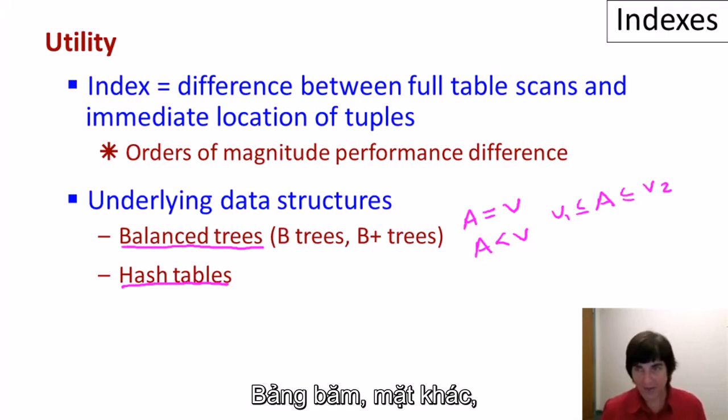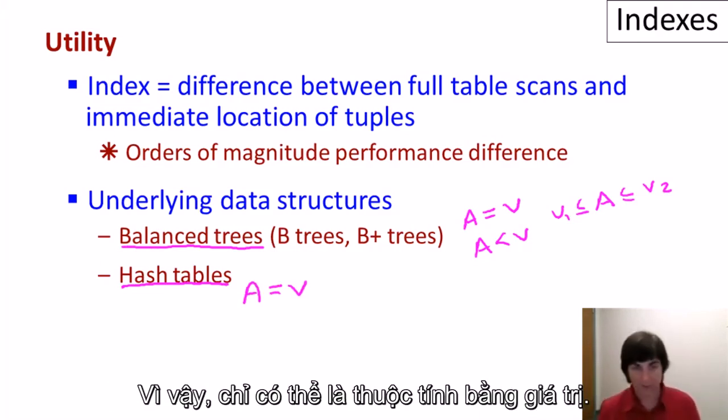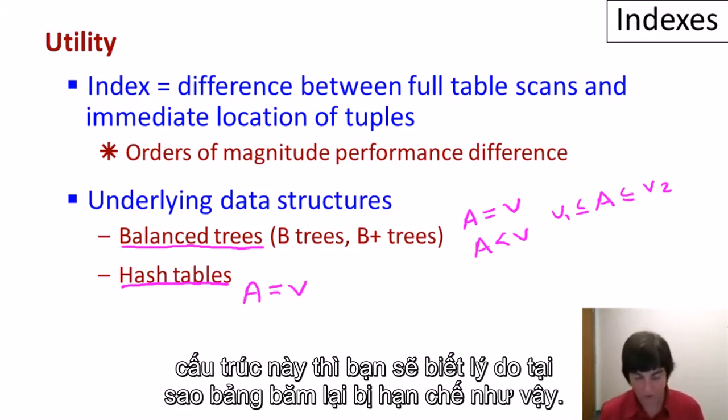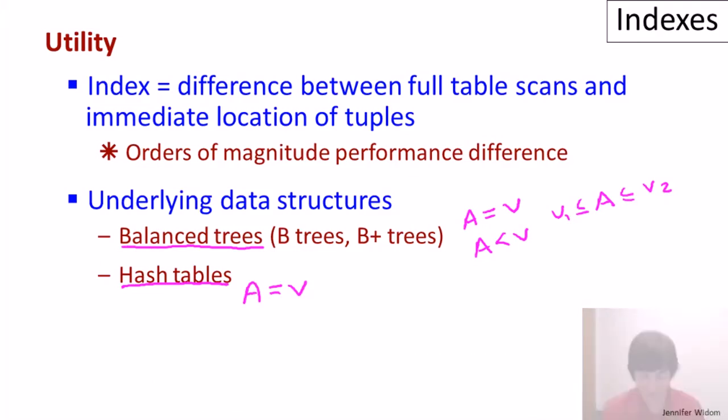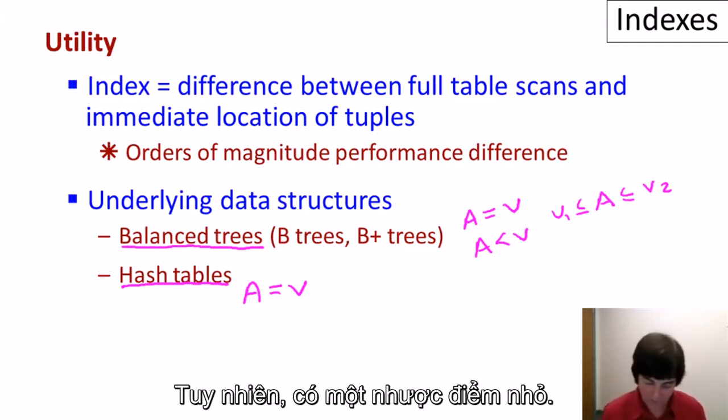The hash tables, on the other hand, can only be used for equality conditions, so only attribute equal value. And if you're familiar with these structures, you'll know why there's the limitation on hash tables. So balanced tree indexes are certainly more flexible. Now, there is one small downside.